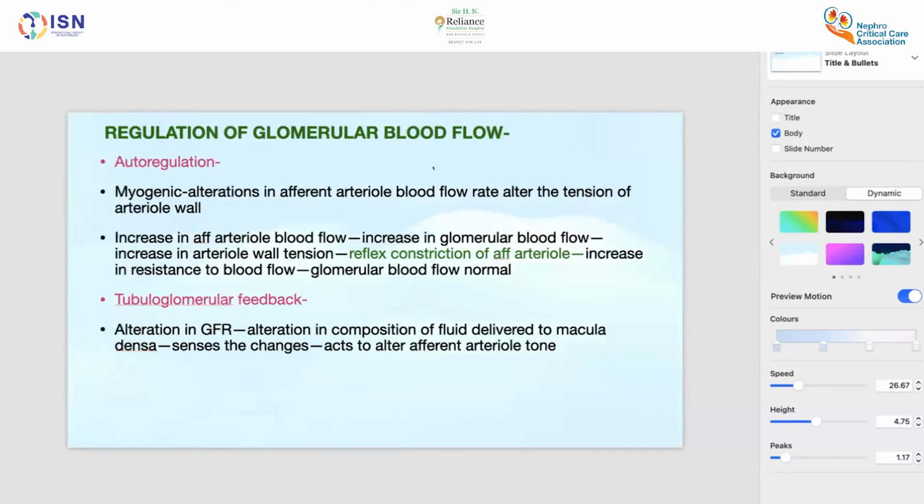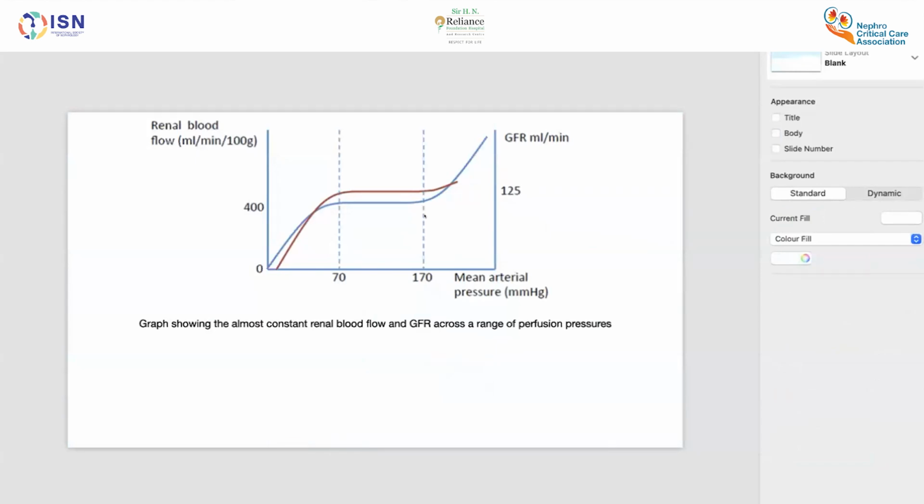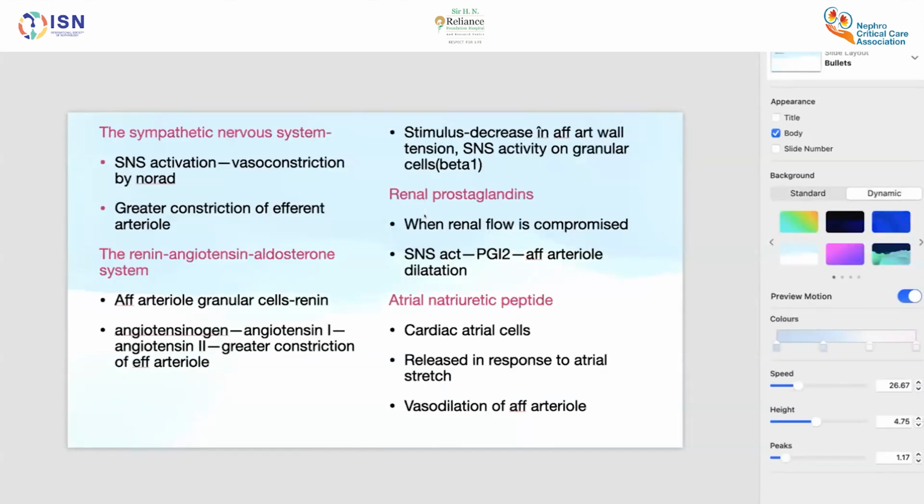In tubuloglomerular feedback, if there is alteration in the glomerular filtration rate, there is alteration in the composition of the fluid delivered to the macula densa. The macula densa senses these changes and acts to alter the afferent arteriole tone. Sympathetic nervous system activation causes vasoconstriction by noradrenaline. It causes greater constriction of the efferent arteriole.